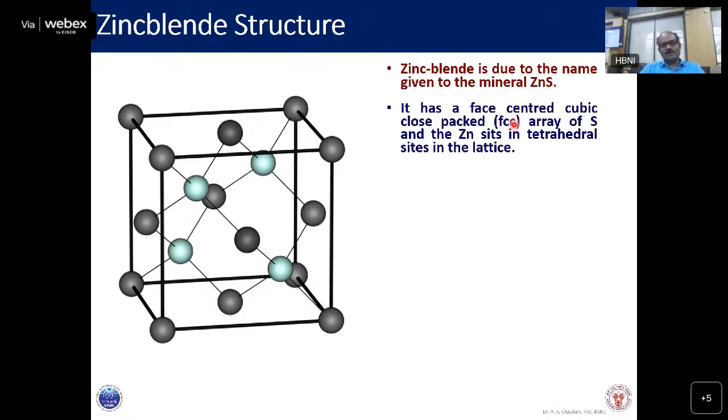Why is it important? Because another material, gallium arsenide, which is another important direct band gap semiconductor, crystallizes in this form. So what is the difference between this structure and the diamond structure? There's only a small difference: in the diamond structure, there were two interpenetrating FCCs where both the atoms were the same. So in the first lattice it was a carbon atom.